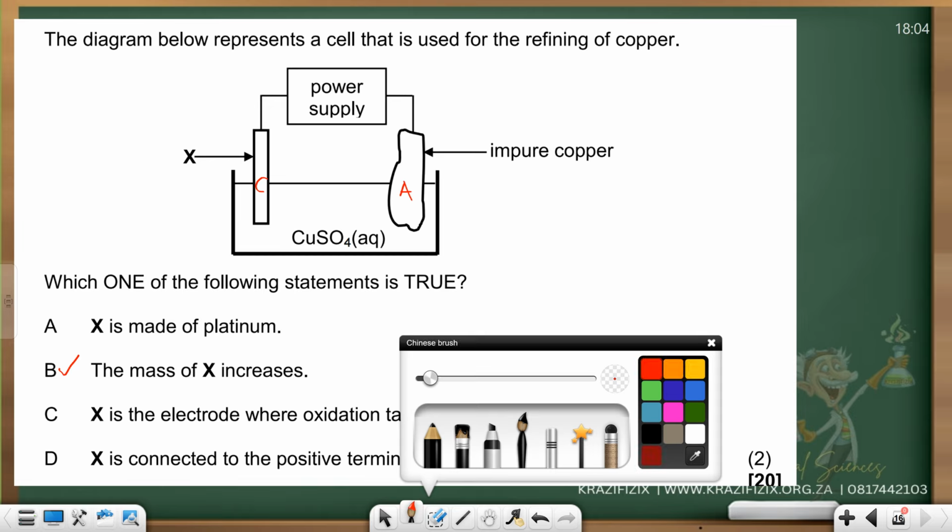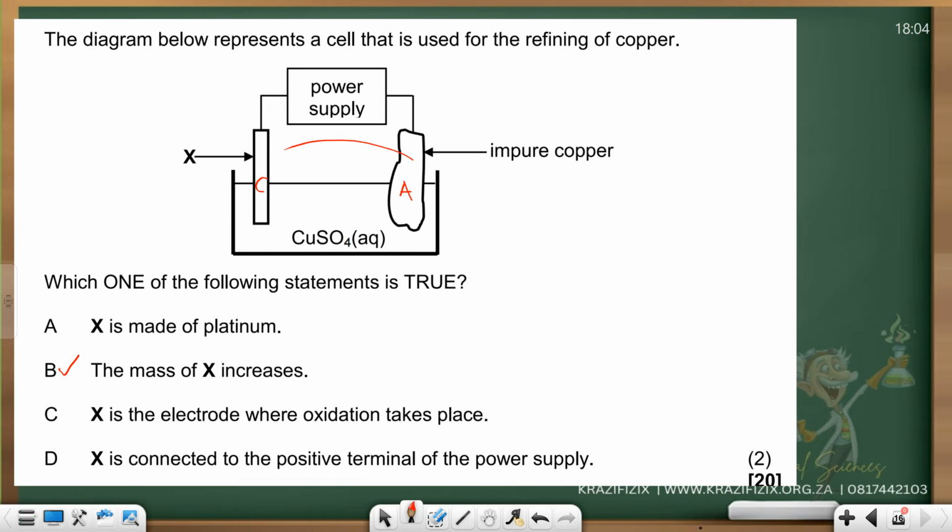So basically, to remember, you want to transfer what is pure from here to there. So the mass of X should what? Increase. So these are all content-based questions.